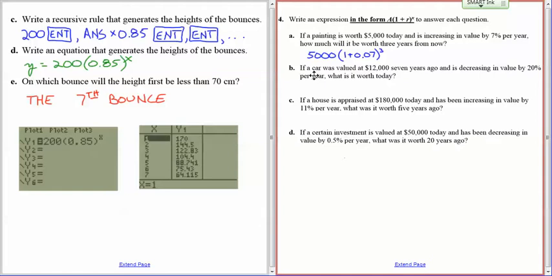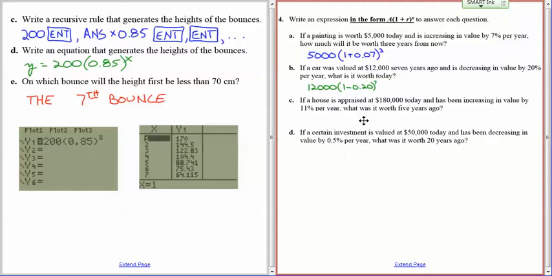B, if a car was valued at $12,000 7 years ago and is decreasing in value by 20% per year, what is it worth today? Okay, so I've got its value 7 years ago. I've got that it's decreasing, subtracting 20% each year. And it was 7 years ago, so I'm going to need to decrease that 20% 7 times, so to the 7th power, to find out what it is today.